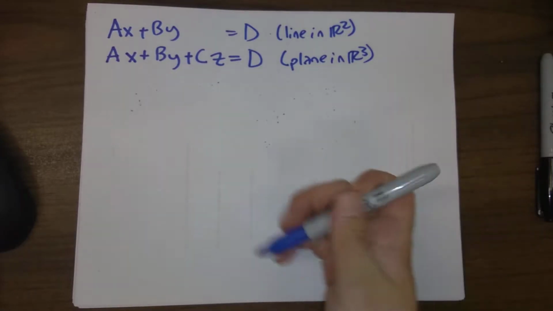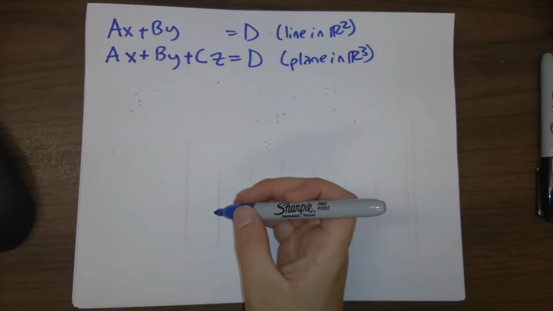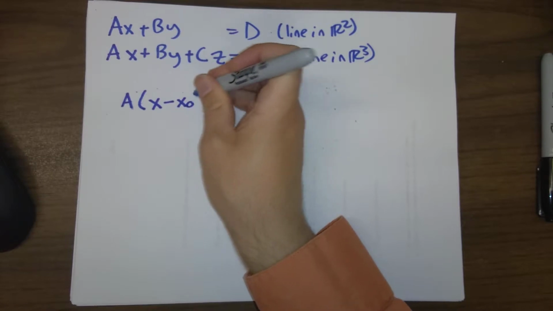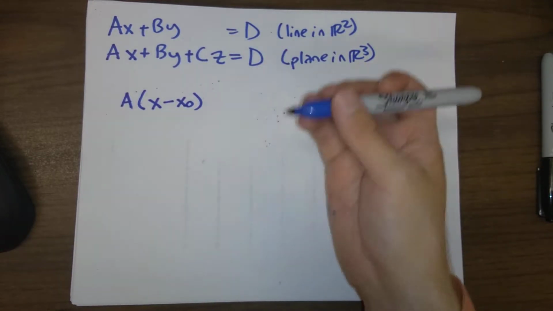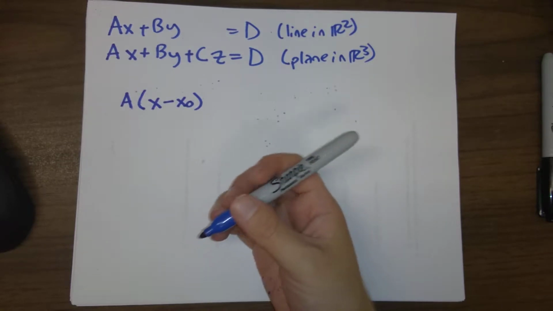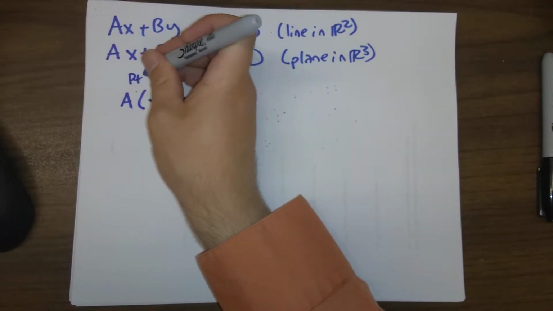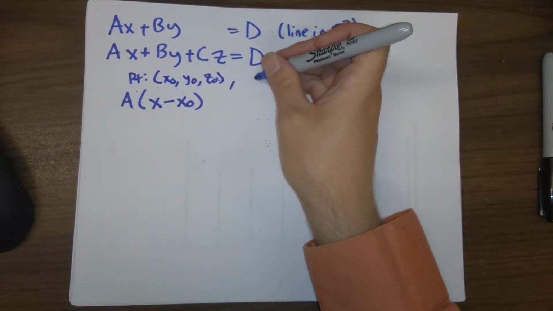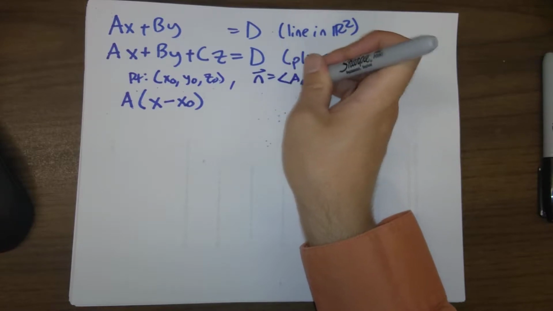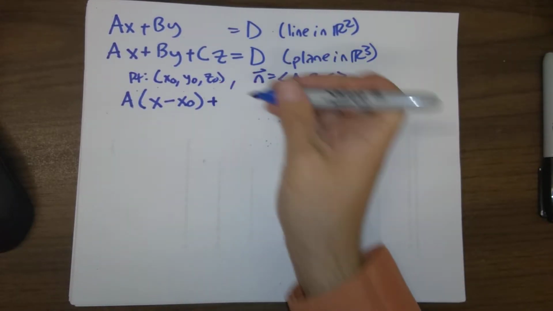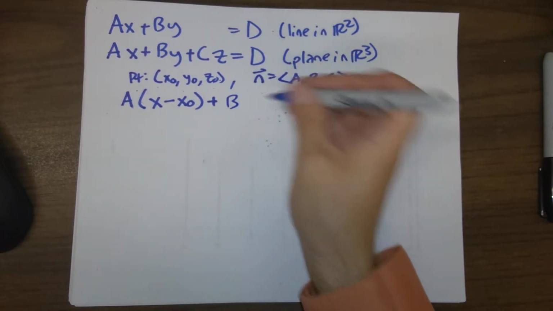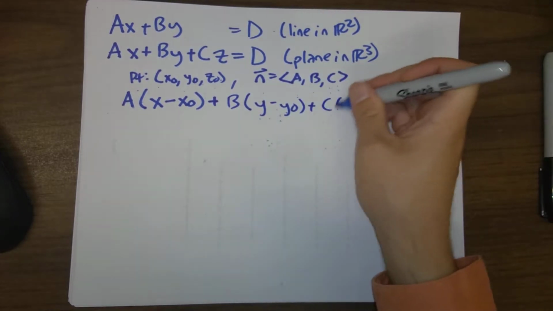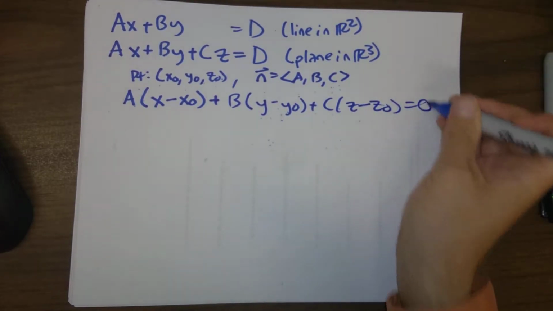Another natural question to ask is, well, we know that there's a certain form of how to write down an equation of a plane in R3. So we know that if I give you a point and a direction vector, so if the point is x naught, y naught, z naught, and if our normal vector is capital A, capital B, capital C, we know that the equation for the plane is A times x minus x naught plus B times y minus y naught plus C times z minus z naught is equal to 0.